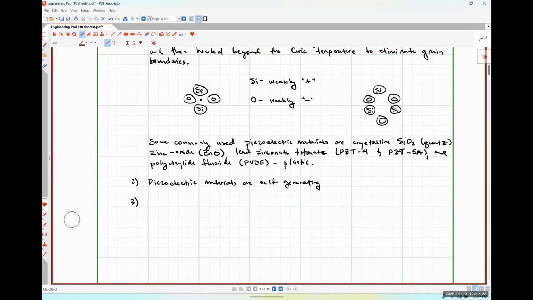Number 3, piezoelectric materials cannot be used to measure DC, or more generally, time invariant quantities.